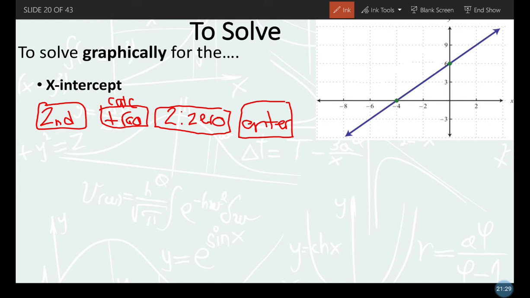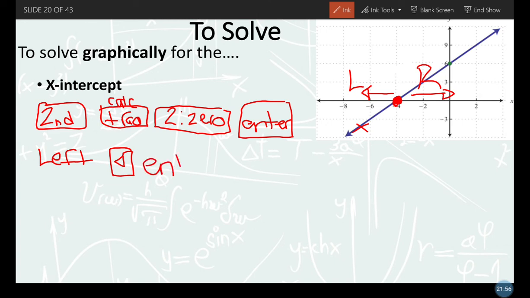Then the graphing calculator at the very bottom asks you a question. It says left bound, question mark. So you need to drag your cursor to the left of the x-intercept. If I'm trying to find this as the x-intercept, this is left of it, and this is right of it. So when I'm choosing my left bound, you're going to have to move your cursor over until you're left of it.